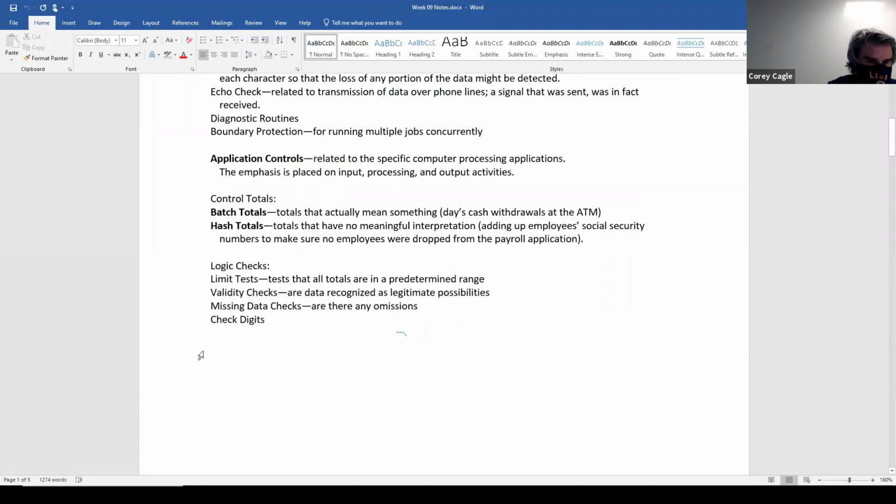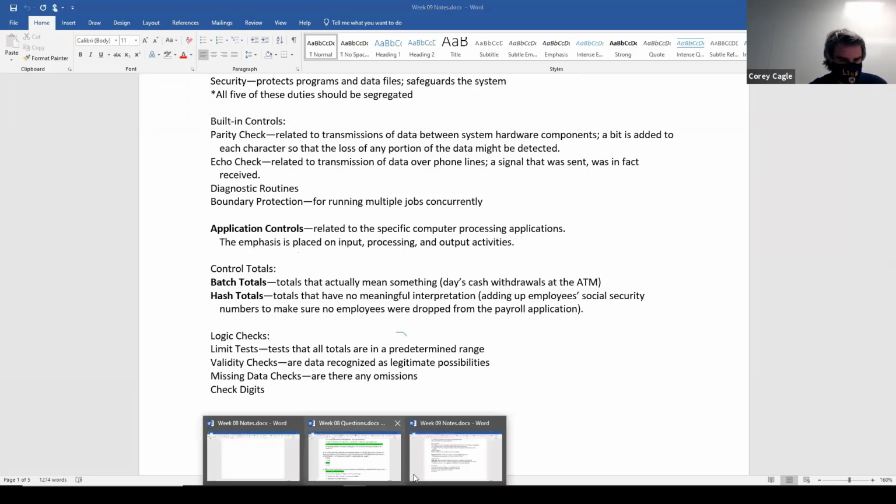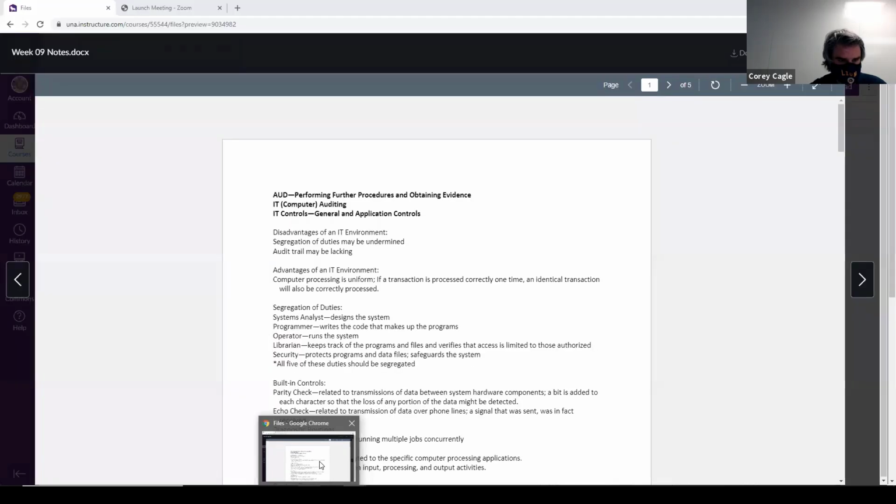There are logic checks, limit tests that test all totals are within a predetermined range, validity checks, missing data checks, check digits. These are some of the things that our text highlighted as important. The questions with the 1 minute that we have left were quite obvious and easy to reason through.